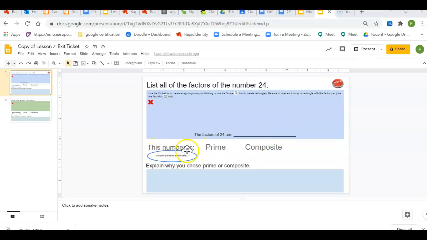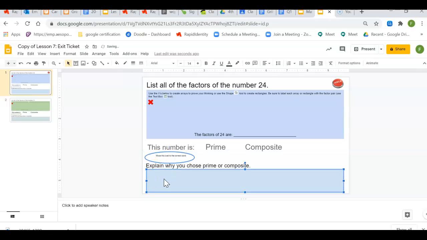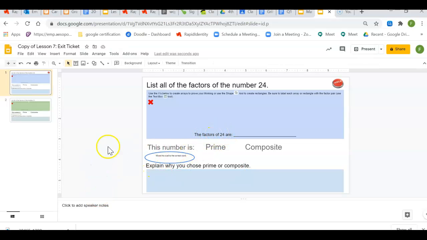On this section, the number 24, is it prime or composite? You have to move this to your correct answer. So you put this over whichever answer is correct. And at the very bottom, make sure you explain why you chose either prime or composite for the number 24. And once you've completed all this, just make sure to submit it in Google Classroom. Mark it as complete. Okay, so the first part of it is for the number 24. And the second part of the exit ticket is for number 31. You're doing the same thing for that one.